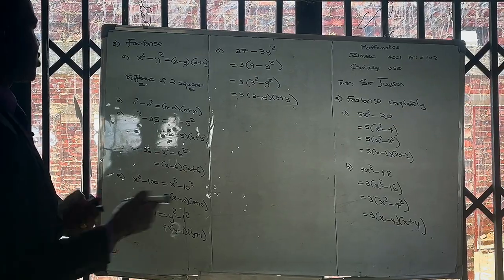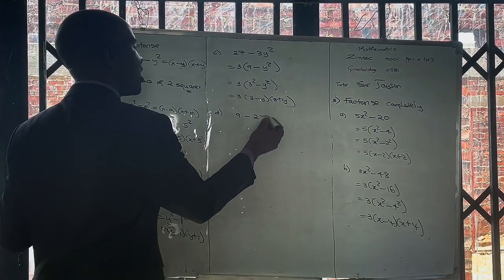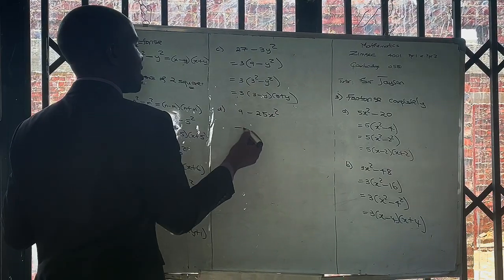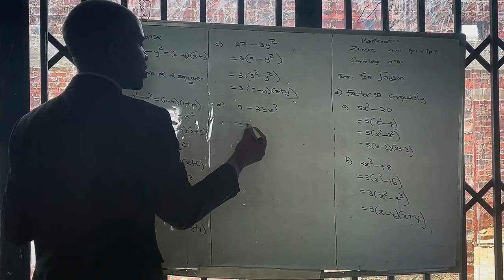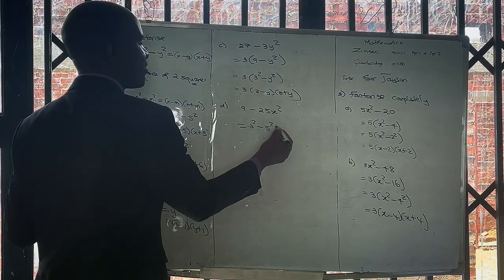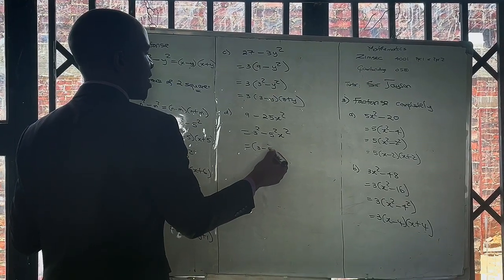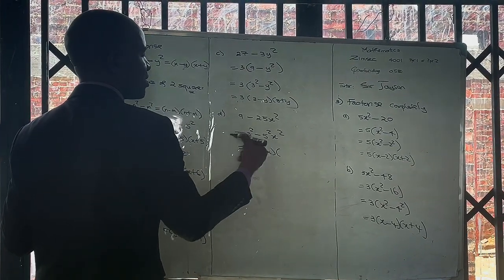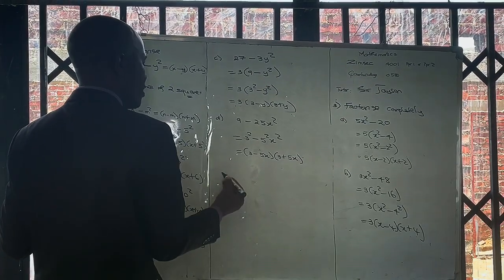We have factorized. What about 9 minus 25x squared? We don't have a factor of 9 and 25, but if you look closely, 9 is 3 squared, and 25 is 5 squared, x squared. When we do that, we have 3 minus 5x, taking what is below the squared, and 3 plus 5x.